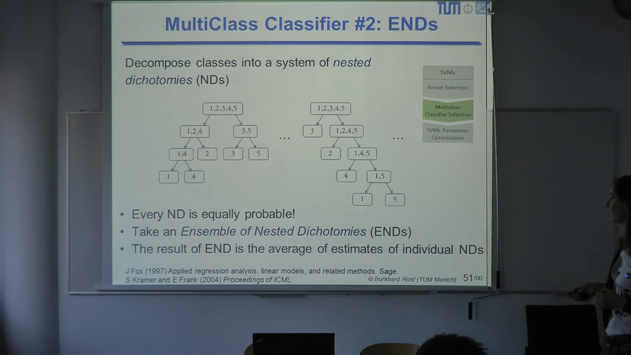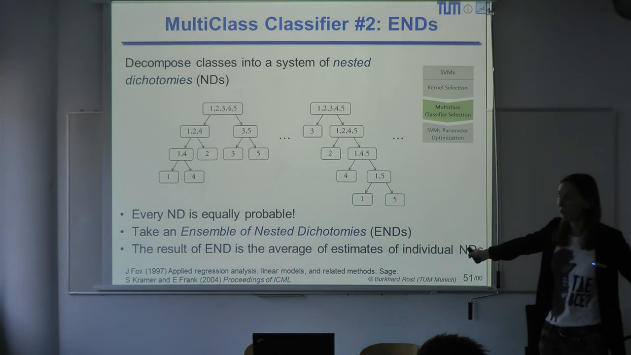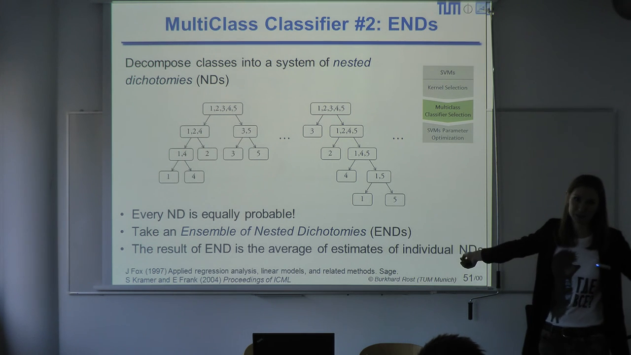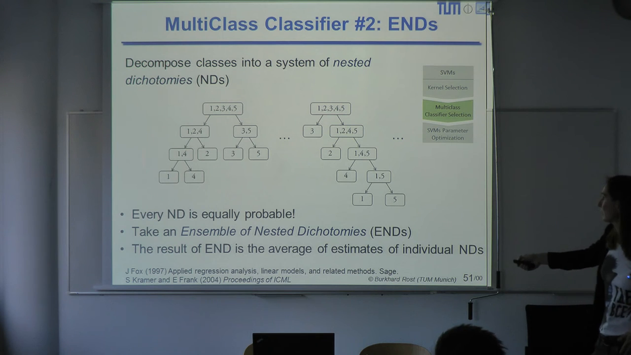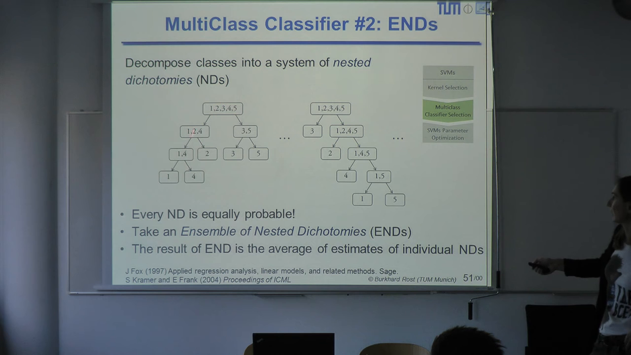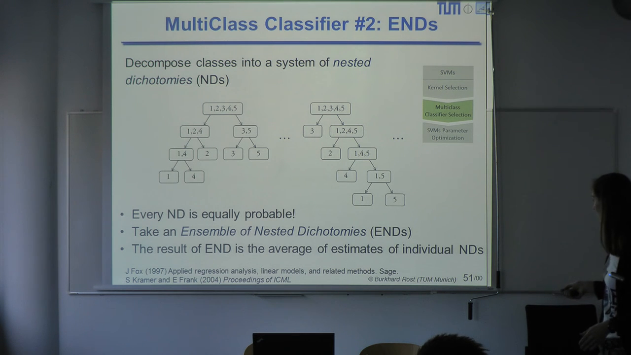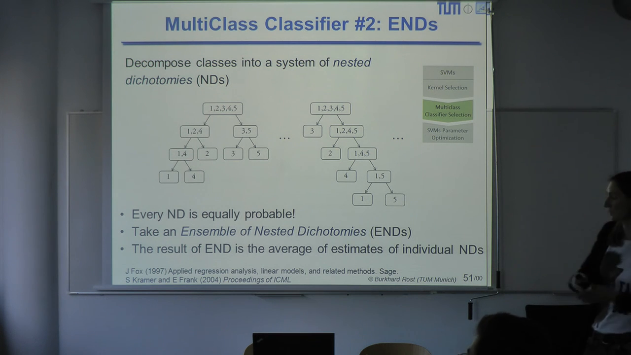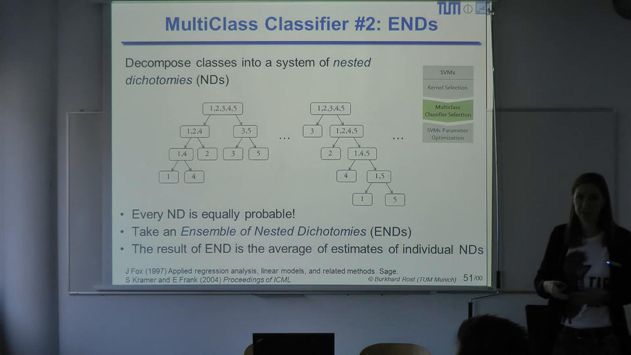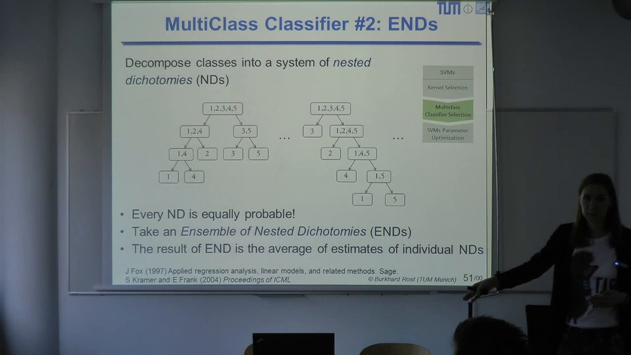It's when you build a tree, and actually a forest of trees, and each tree looks different because each of the trees has a right to exist. This tree would be correct and this tree would be correct for proteins of five classes. So you build an ensemble of such trees, and then you take the average of the estimates of the individual trees in order to predict the localization class.